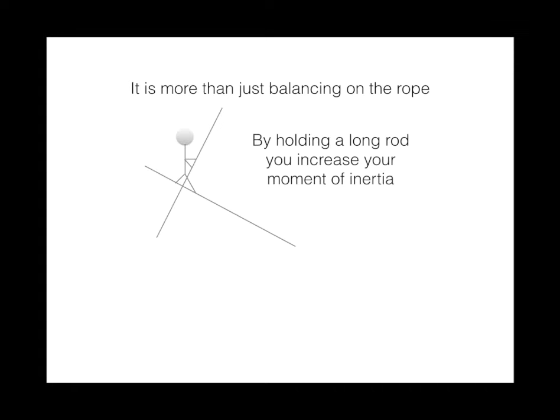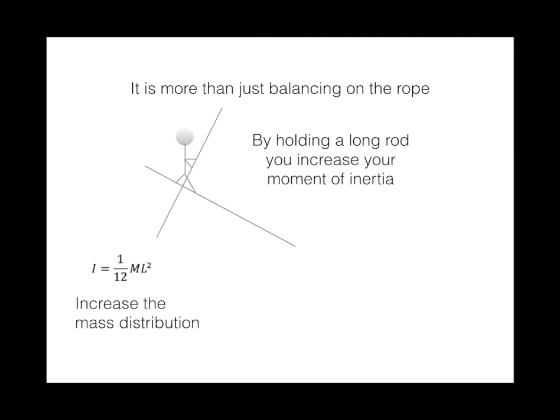A person that walks on the tightrope. It is more than just balancing on the rope. You actually have moment of inertia involved. By holding a long rod, you increase your moment of inertia. The moment of inertia formula for a rod is I equals 1/12 ml squared, where m is the mass and l is the length of the rod.